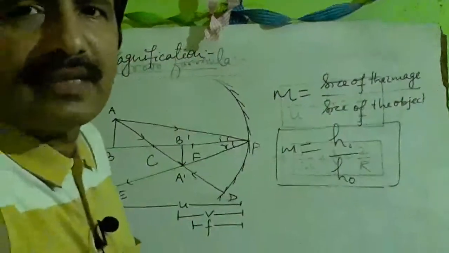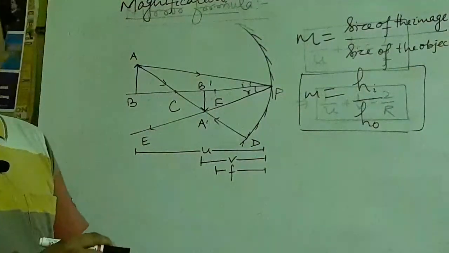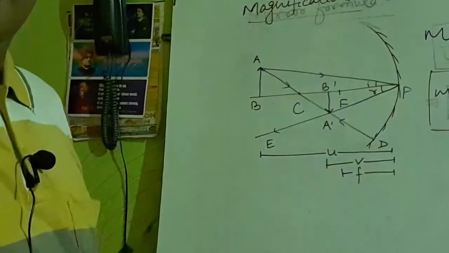Now see, this HI and HO can be expressed in terms of U, V and F. So just concentrate on this diagram.